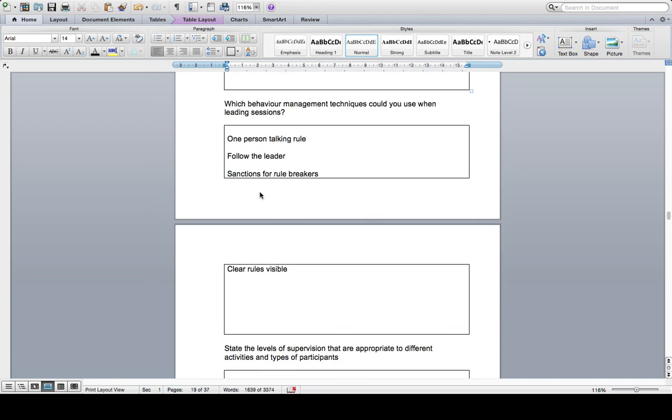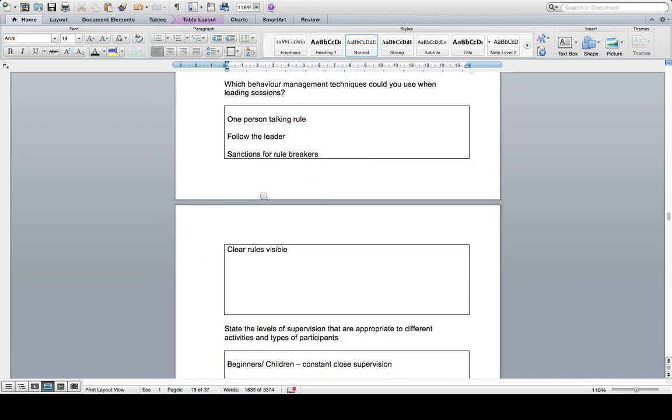All right, we're getting towards the end here, guys. Which behaviour management techniques could you use when leading a session? Okay, so unfortunately, sometimes you have to deal with bad behaviour. Sometimes you don't, but sometimes you need to be aware of how to manage the group from a behavioural perspective to make sure that people are behaving in the correct way. Some examples of that are if you're working with youngsters, or not even youngsters. Sometimes adults can be even worse behaved than youngsters.